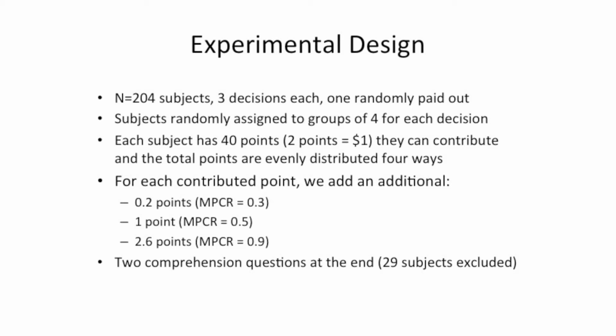This is all following how Rand et al. did their experiment. Each subject has 40 points. Points are converted to cash. They contribute those points, and the points are then distributed evenly amongst the 4 subjects in the group.